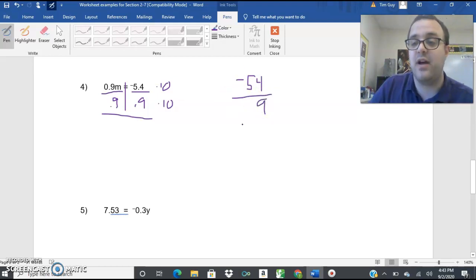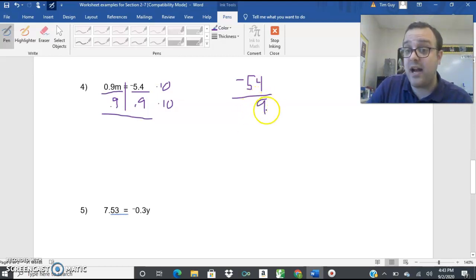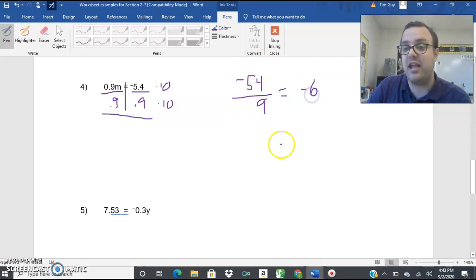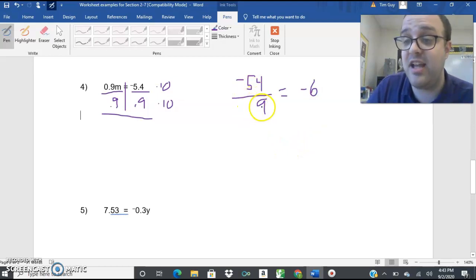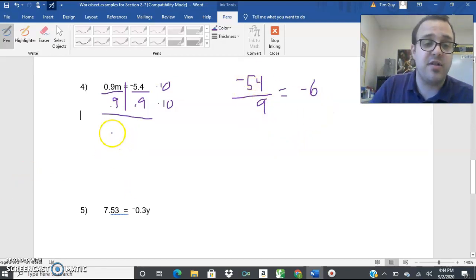Okay, negative 54 divided by 9. Now that I'm dividing by a whole number, I'll go ahead and do this division, and then I have to line up my decimal point if I end up with a decimal answer, okay? In this case, we're actually not going to end up with a decimal answer. We're going to get negative 6 as our answer, right? 54 divided by 9 is 6, and we keep the negative around. So m equals negative 6.